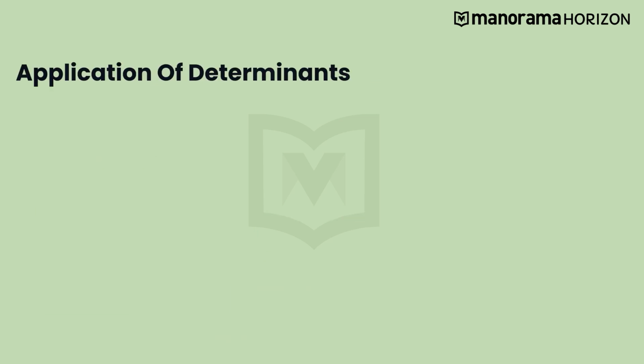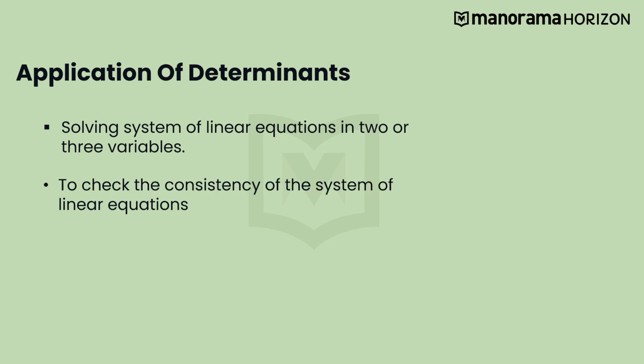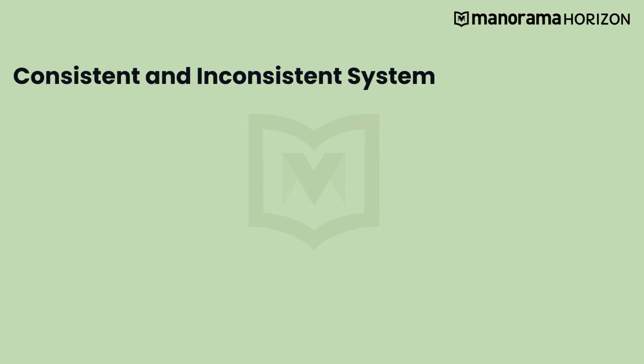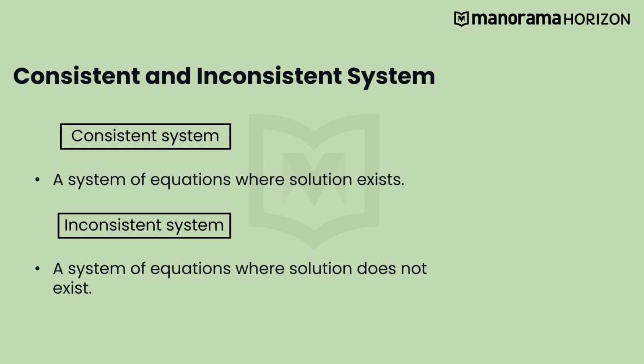Next, we shall get into another application of determinants, mainly concentrating on a system of linear equations in 2 or 3 variables, where we need to check the consistency of the system. Before going to discuss that, one should know what is a consistent and inconsistent system. A consistent system is a system of equations where a solution exists. On the other hand, when its solution does not exist, we say the system is inconsistent.